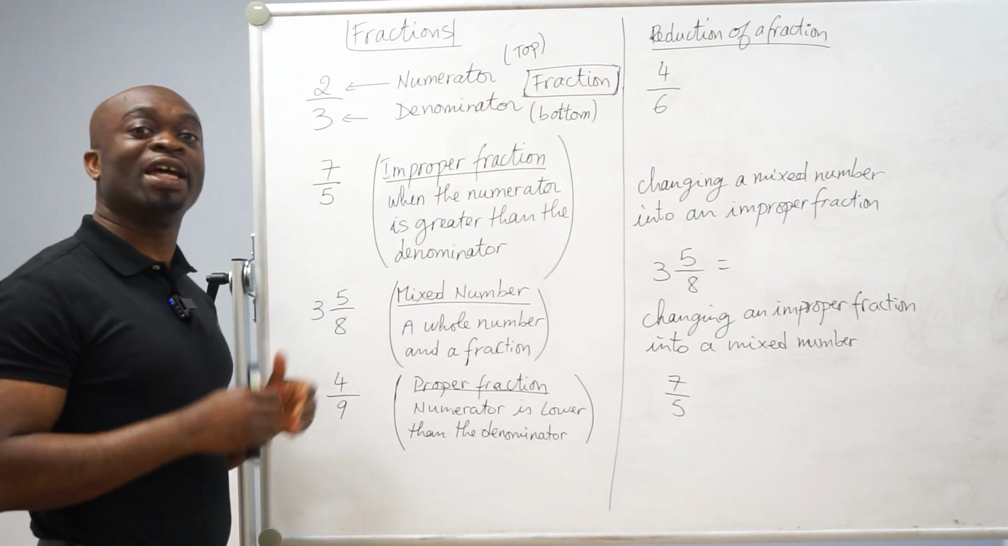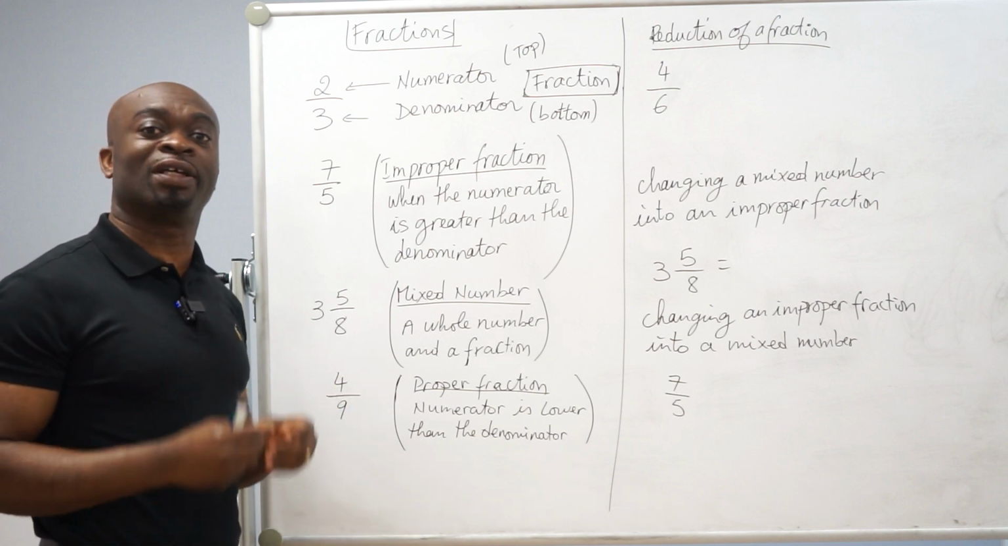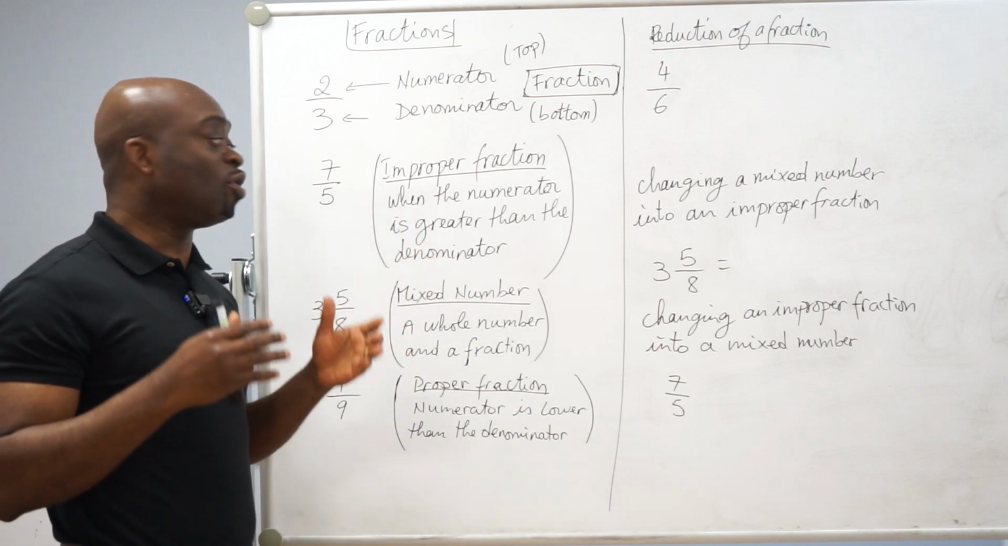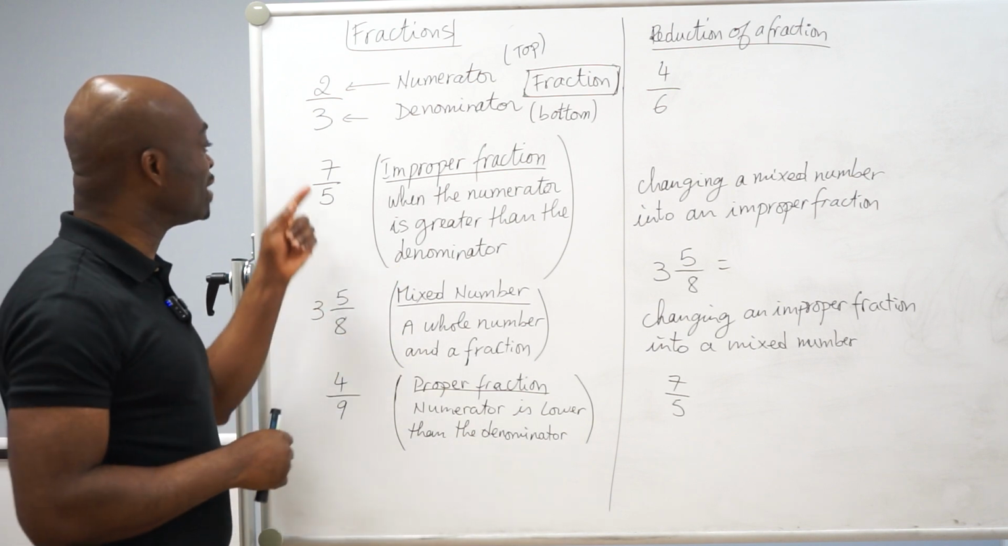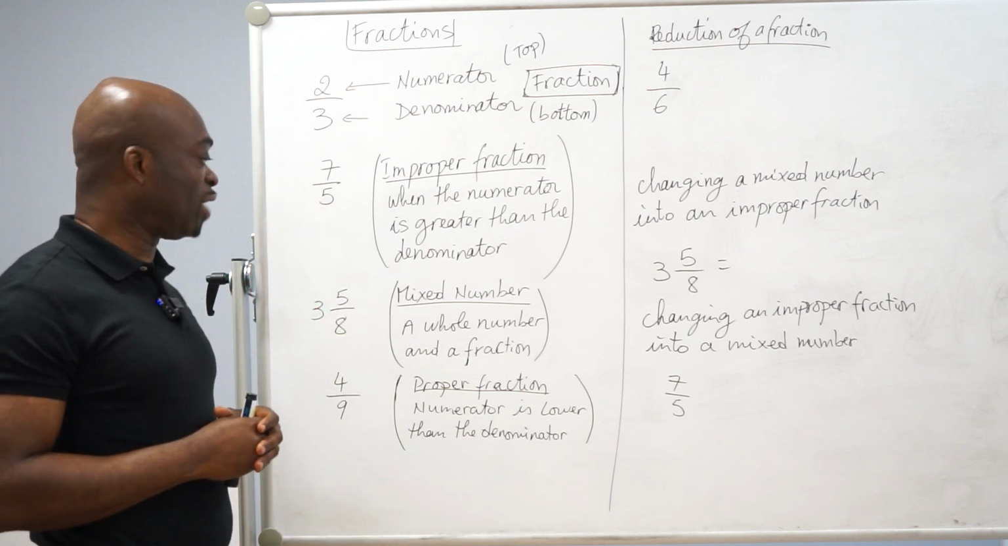7 over 5 is another fraction, but we call it an improper fraction. Why do we call it an improper fraction? Because the numerator is greater or higher than the denominator. As you can see, 7 is higher than 5, and that's why we call it an improper fraction.